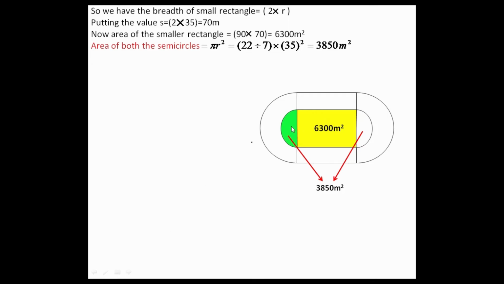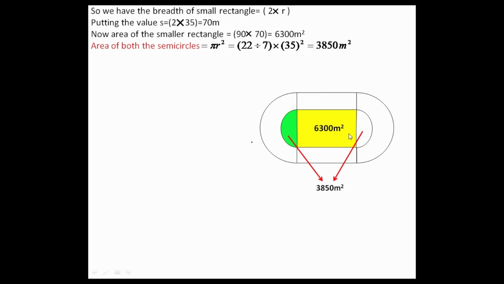In this figure also we have two semicircles. One is this green one, and one is this white one. Look at my cursor. So we just need to apply the formula for area of a whole circle, which is pi r square, because there are two semicircles which will make a whole circle. So putting the values, 35 is the radius of this inner semicircle. I got the area of these two semicircles, which is 3850 meter square.